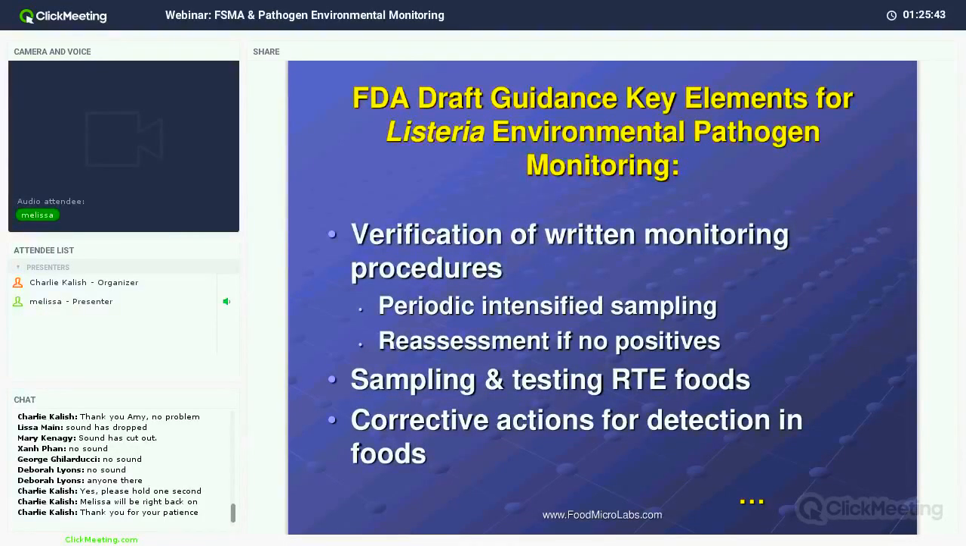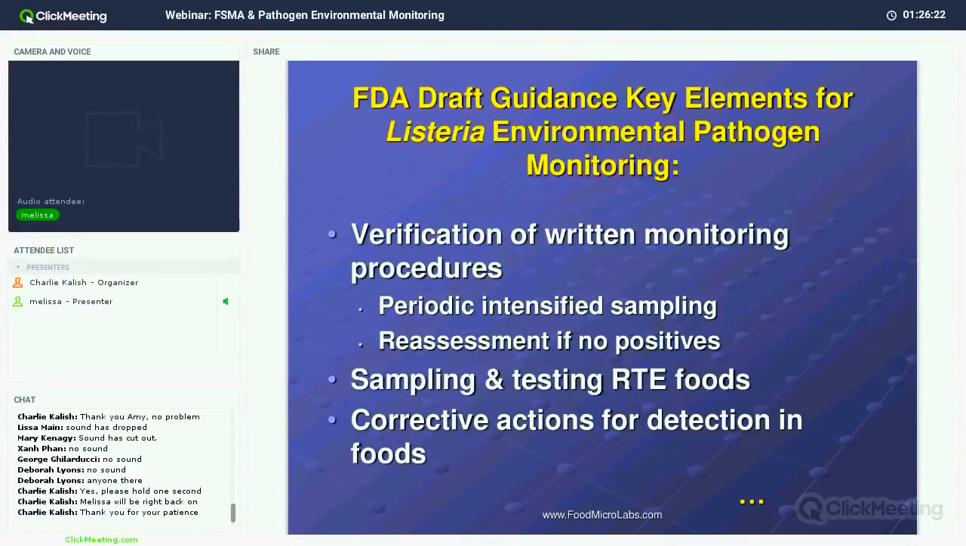What they want us to do is have written verification of monitoring procedures. And they recommend that periodic intensified sampling be done, and especially if you move along in your program and you don't ever find any positives, they recommend reassessment and deeper sampling to figure out if the sampling method or frequency or stringency is just not good enough, or maybe you're just excellent with your control measures, but either way, looking at it.